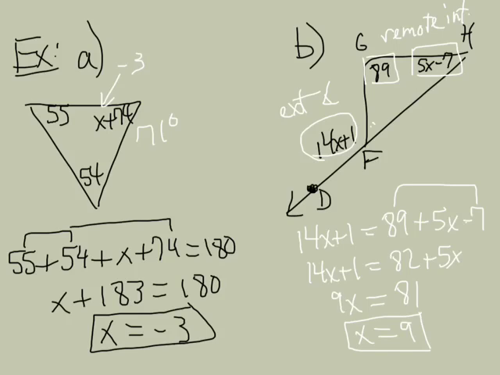Now I should make sure when I plug it back in, choose a different color here. If I plug back in right here, 5 times 9, 45, minus 7, that's going to be 38 degrees. And if I plug it in over here, 14 times 9, 126, plus 1, so this angle is going to be 127. So yes, I got positive angles, and you can see it works. 89 plus 38 is going to be 127. Okay, so there we have it.